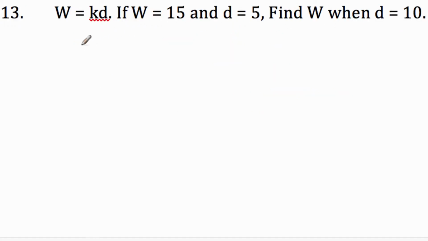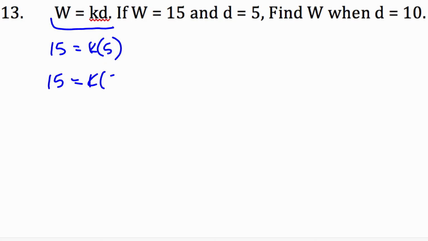Okay, now this question is one of those inverse direct variation kind of questions where you have to find a constant and then use the constant. So here is the formula. It says if W is 15 when D is 5. Okay, so W is 15 equals K times D is 5. So I want to solve for K, so I'll divide both sides by 5. I'll divide this by 5 because I want K by itself. If I divide it here, I have to divide it there. So K is equal to 15 divided by 5 is 3.